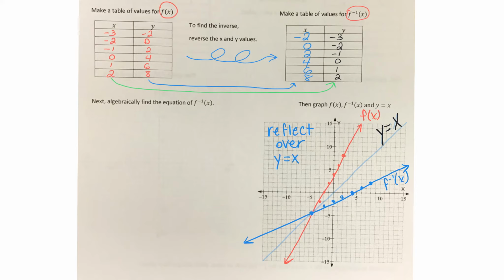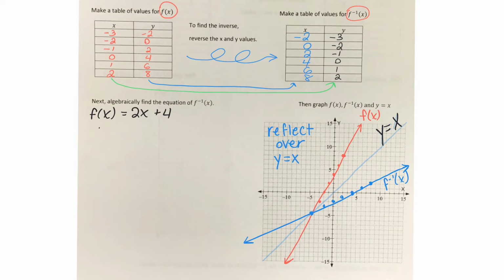Okay, so that's how we found that graphically. Let's talk about how to find this algebraically. So let's go back to the function we're working with. We've got f of x equals 2x plus 4. So to find this algebraically, we're going to undo our problem.